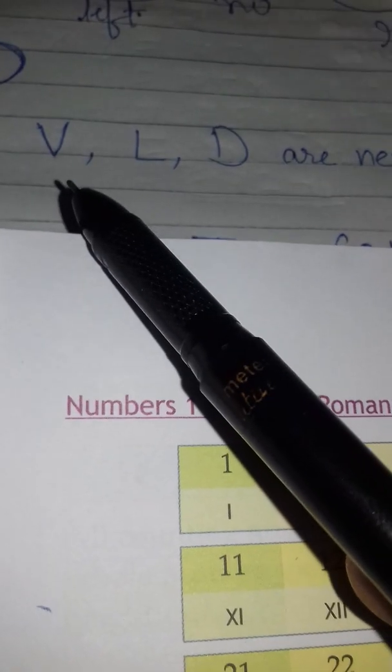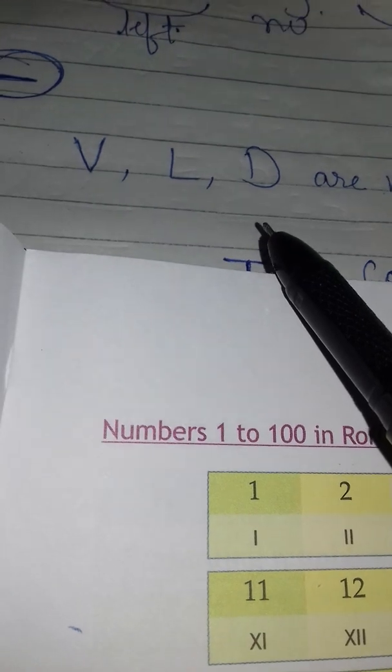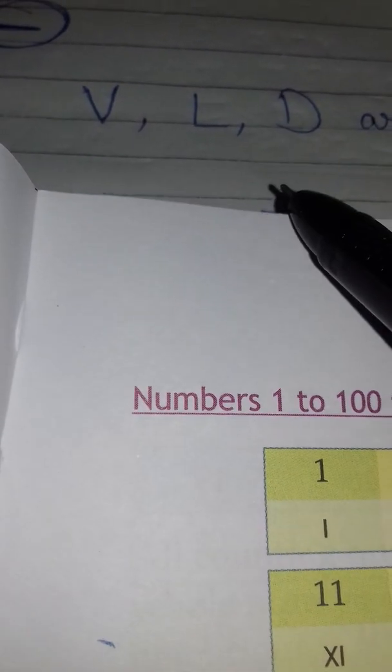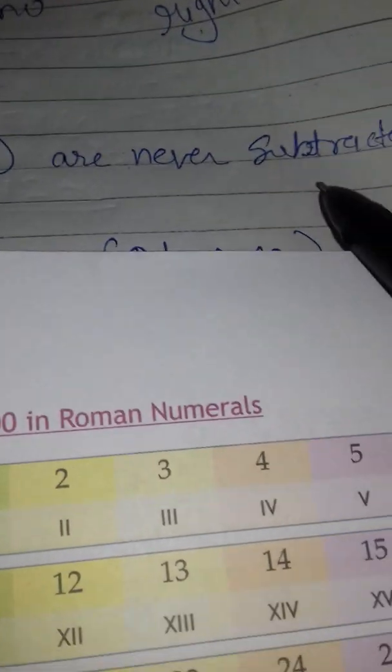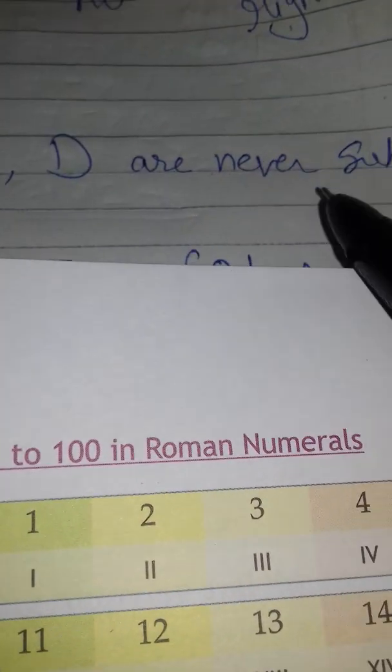As I have told, the symbols V, L and D are never repeated. We are not repeating these symbols. It gets wrong if we repeat these numbers in the formation of numerals, because there is no rule for repeating these symbols. And also students, these symbols are never subtracted. We cannot subtract these symbols from any other symbol.